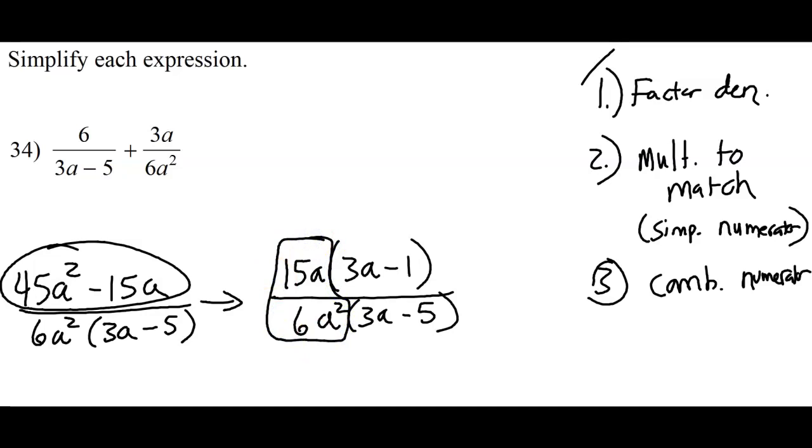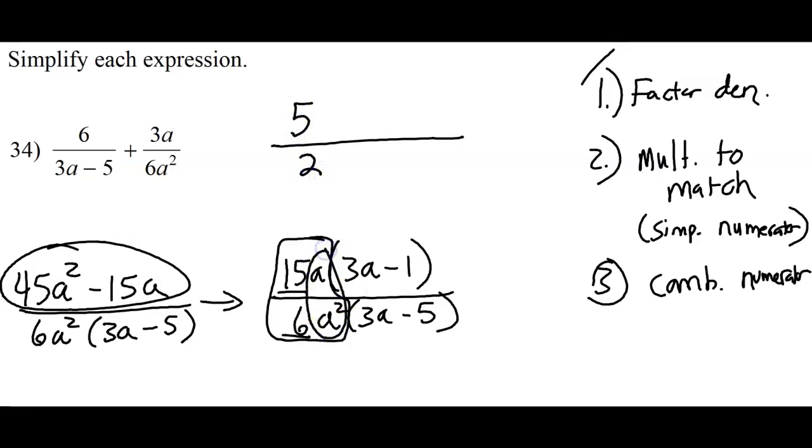just like we did on, I forget what number it was now, but it was our first rational expression problem we had on this worksheet. The 15 and the 6, you can reduce those like you normally would. What goes into 15 and 6? 3 does, right? So if you divide the top by 3, you get 5. Divide the bottom by 3, you get 2.